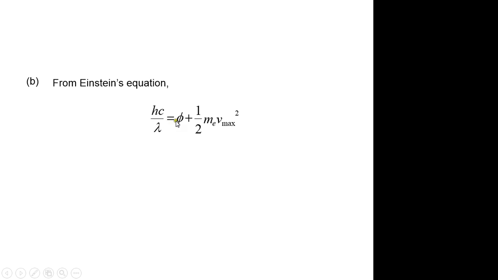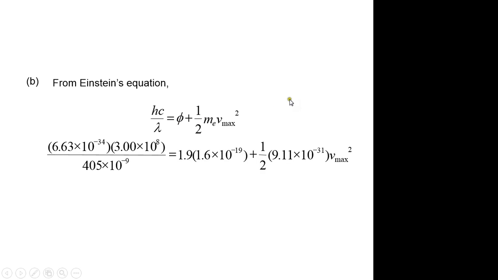So how do you do that? Use the equation again. h f becomes h c over lambda. This is the work function. This is the half m v squared. Substitute everything in. You realize you have everything except v max. Solve. Easy peasy. Okay? Questions? At this point, any questions?